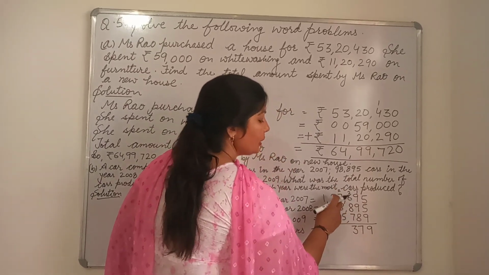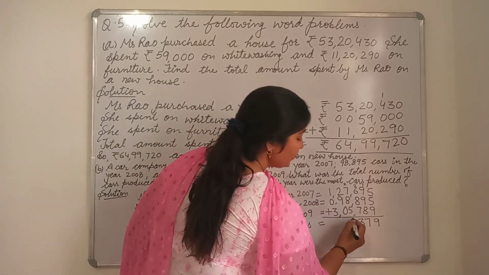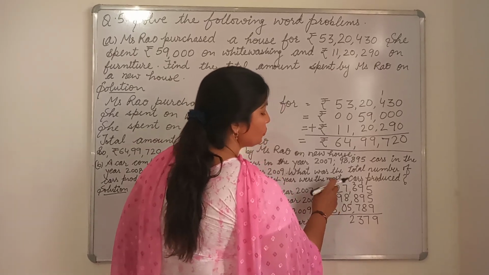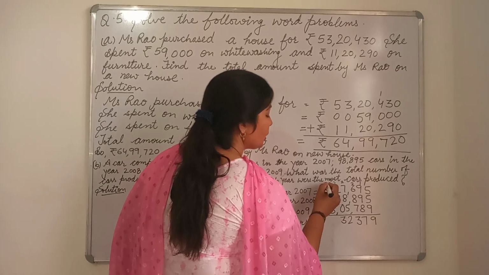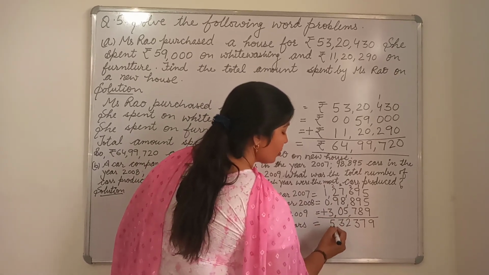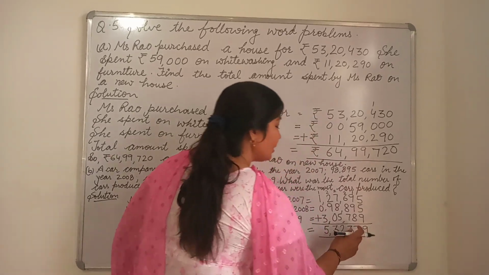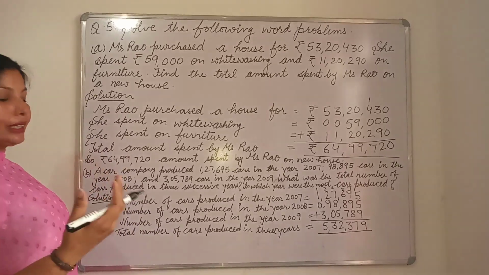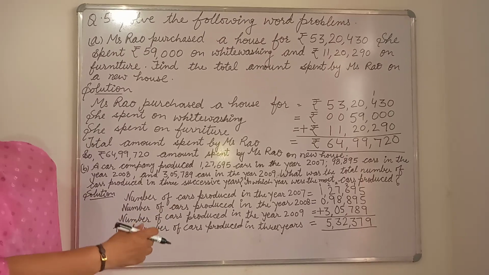7 plus 2, 9. 9 plus 8, 17. 17 plus 5, 22. We write here 2 and 2 goes carry. 2 plus 2, 4. 4 plus 9, 13. 1 goes carry. 1 plus 1, 2. 2 plus 3, 5. So how much? 5,32,379. These cars were produced in 3 successive years. So write here. Now we should write.